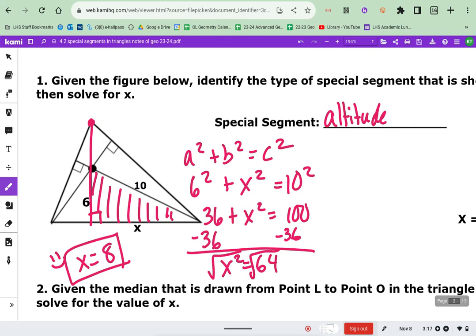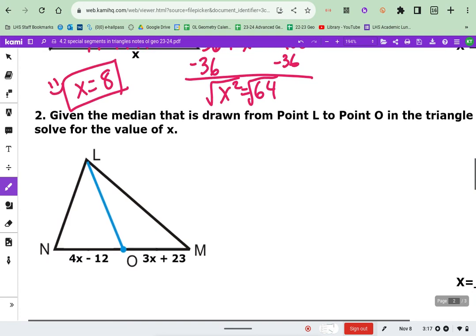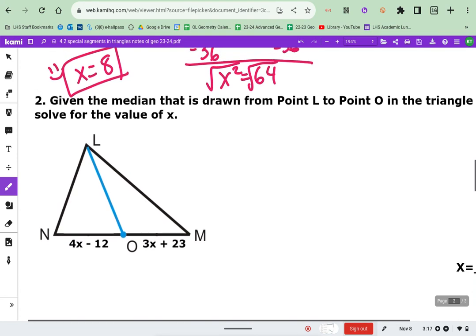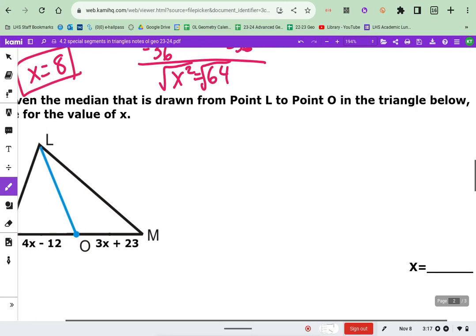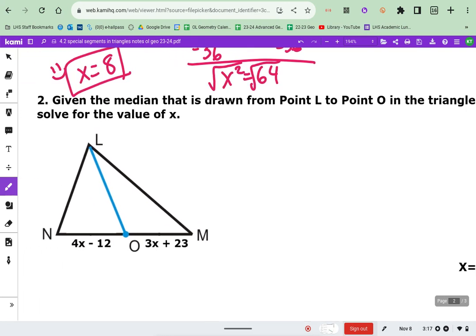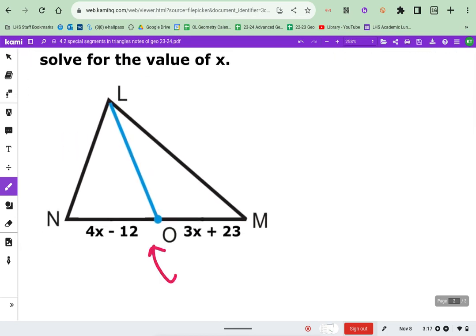Okay, questions so far? All right. Okay, next one then. This one says, given the median that's drawn from point L to point O, so that blue line in the middle, in the triangle below, solve for x. You just have to remember what a median does, and remember, median starts at a midpoint. So medians always start at midpoints, therefore point O is the midpoint.